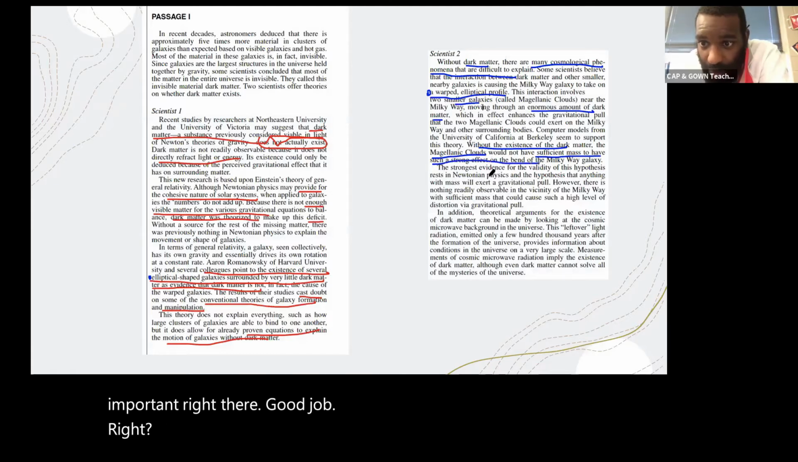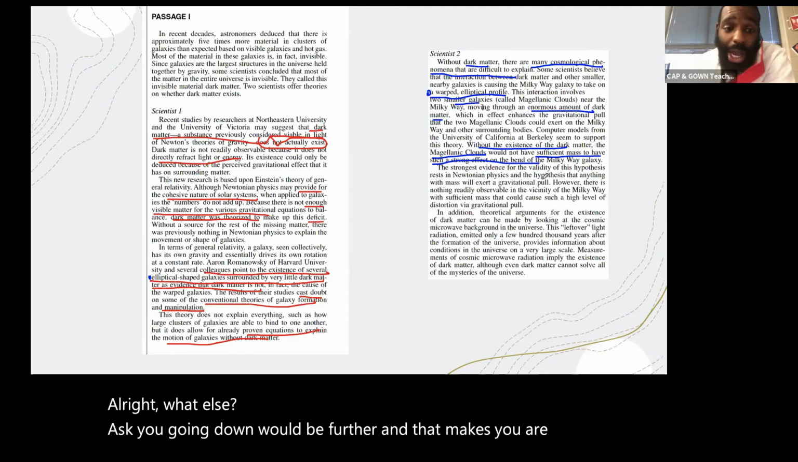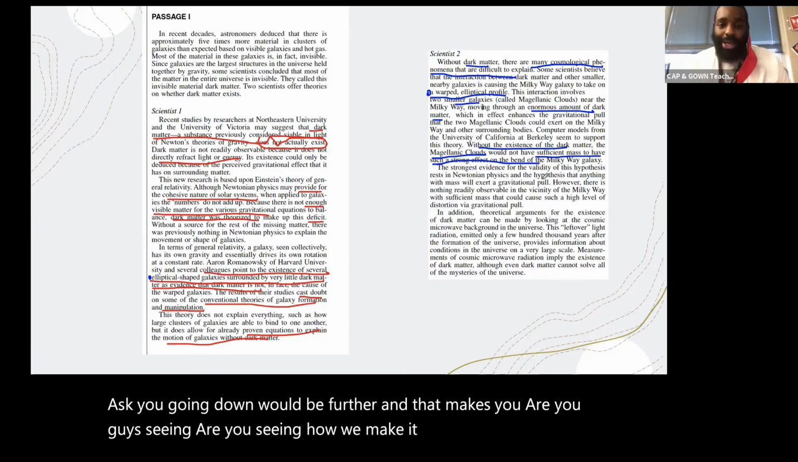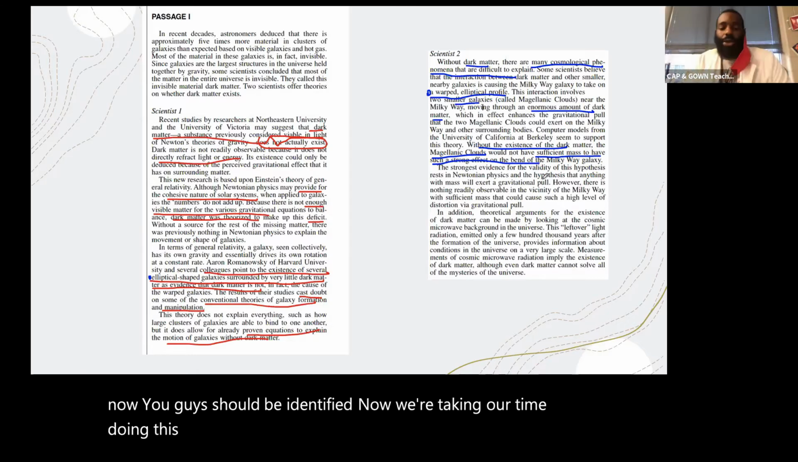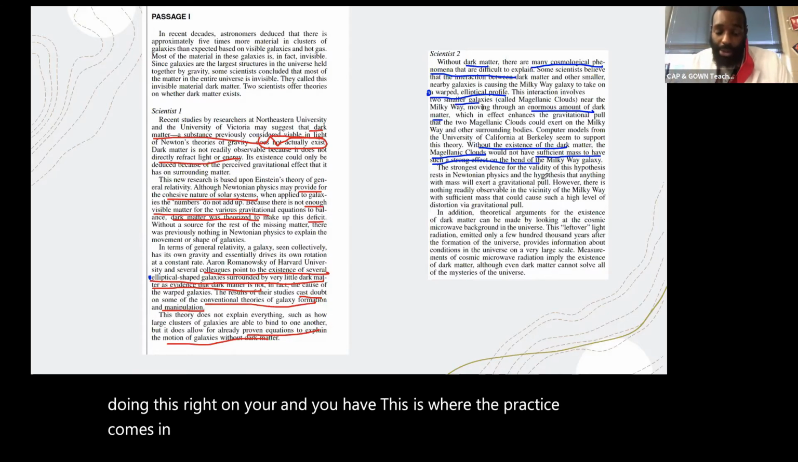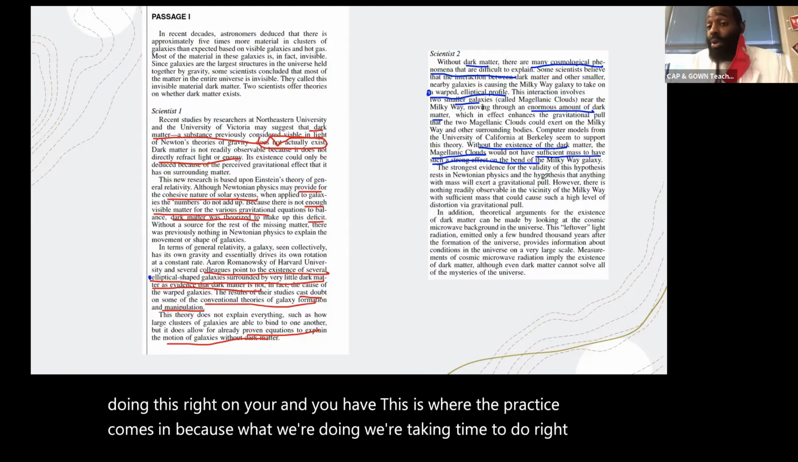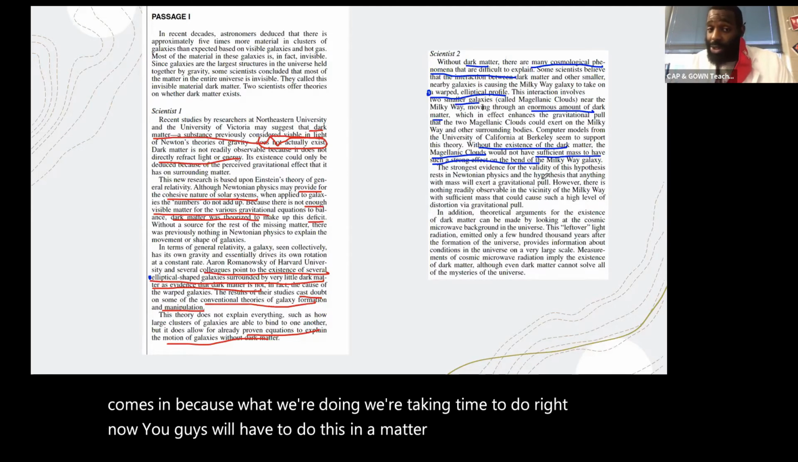All right, what else? Let's keep going down a little bit further. Are you seeing how we're making the comparisons? Right now, you guys should be identifying. We're taking our time doing this, right? This is where the practice comes in, because what we're taking time to do right now, you guys will literally have to do in about 2 minutes. No more than 2 minutes.